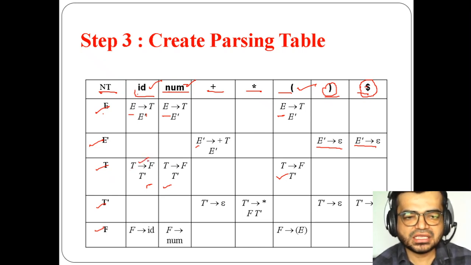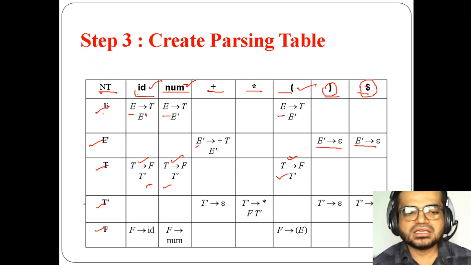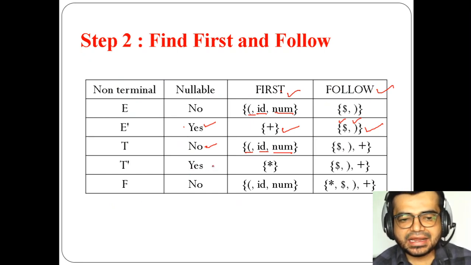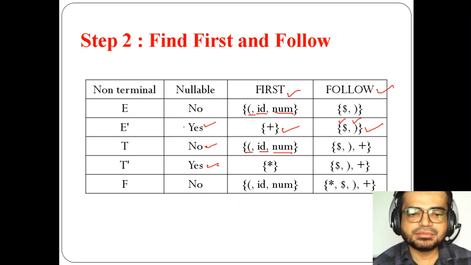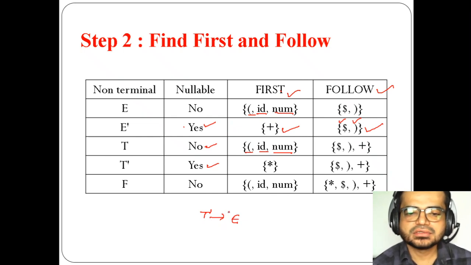In this one you are taking T of ft dash, again you are taking here, and again you are taking here. Okay, so in this way you are taking T. Now I'm going to the T dash. Now if you observe T dash, it is nullable. Nullable means it contains T dash of epsilon, right?